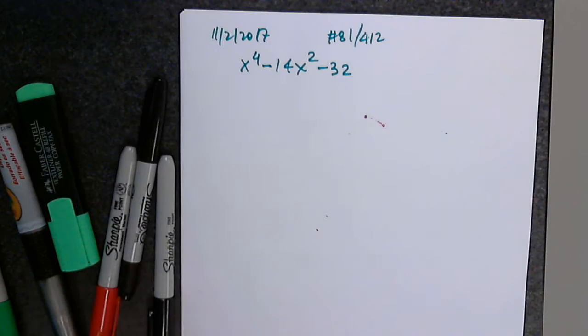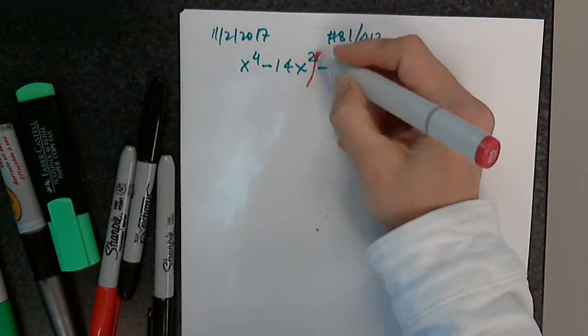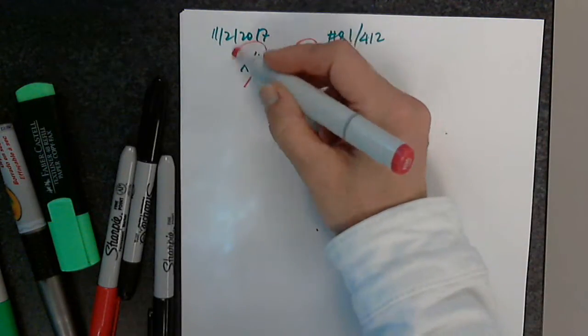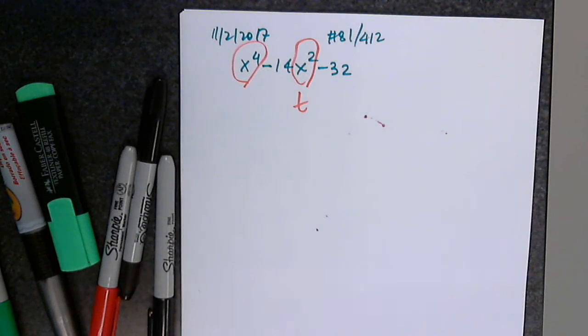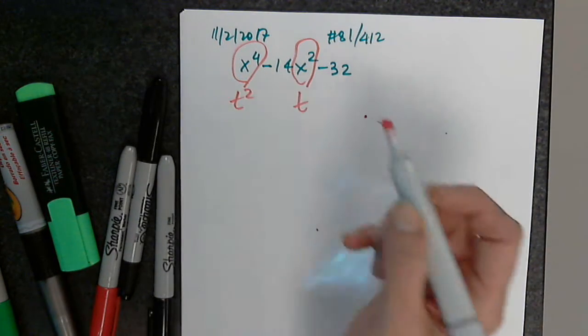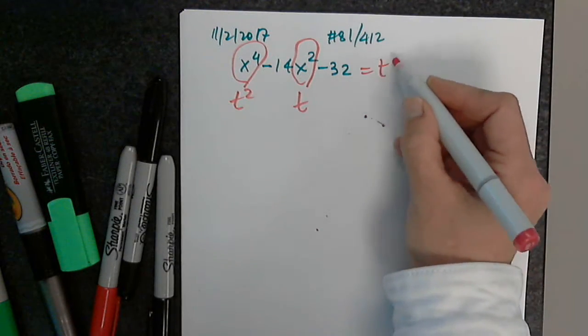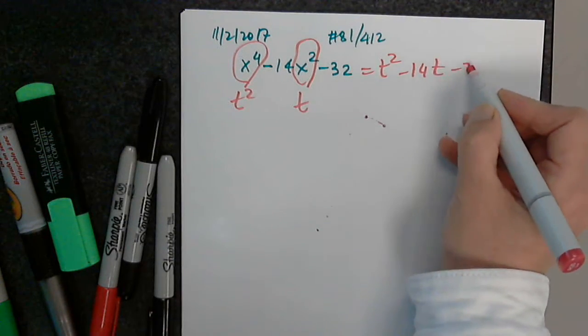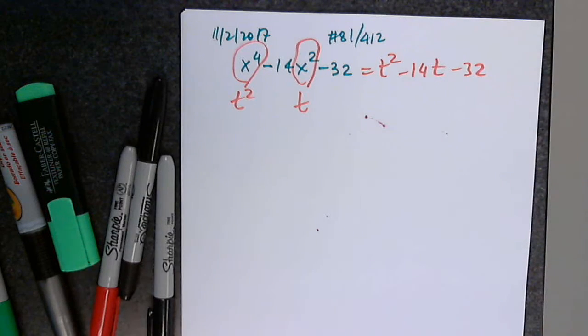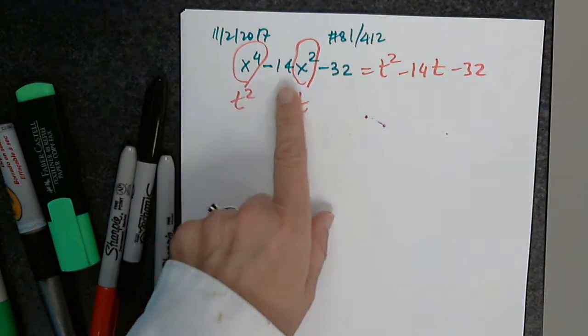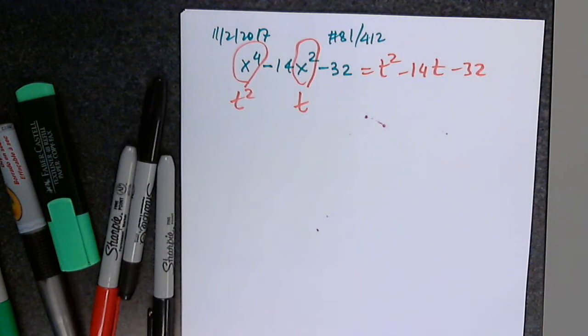So then I'll say, oh, okay. So if I denote this by t, then this must be t squared, right? Because if I square x squared, I get x to the 4th. That's the only reason. So t squared minus 14t minus 32. So this is a quadratic polynomial now. It wasn't before. It was 4th degree. But since this polynomial is quadratic in form, I am allowed to do this.